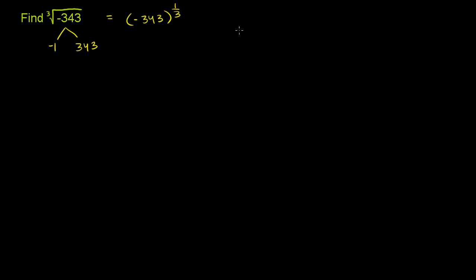Is it divisible by 7? Let's check this out. So 7 goes into 343. 7 goes into 34 4 times. 4 times 7 is 28. 34 minus 28 is going to be 6. Bring down the 3. 7 goes into 63 exactly 9 times. And 9 times 7 is 63. No remainder. So this is going to be 7 times 49. And we know that 49 is the same thing as 7 times 7.